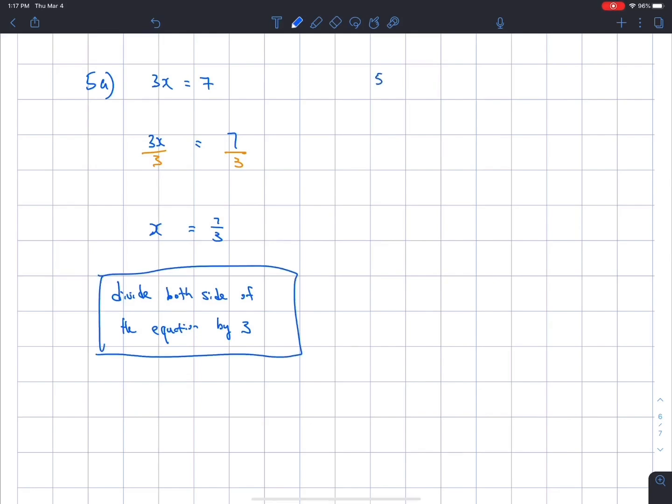Five B. x divided by 3 equals 7. So over is the same as dividing in math. So in order to isolate x or solve for x, what we can do is multiply 3 on both sides.